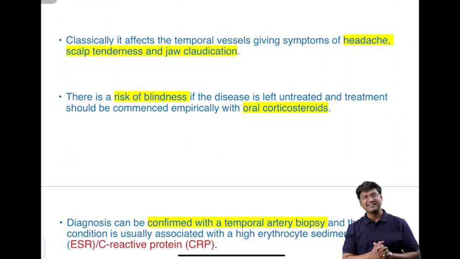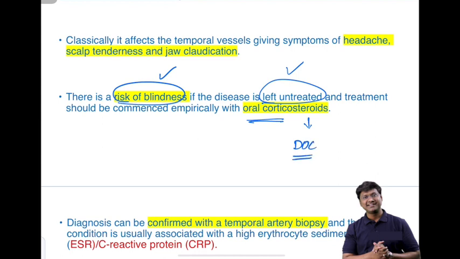Now, what is the other important vessel that is affected in patients with temporal arteritis? The other important vessel affected is the ophthalmic artery. Within this ophthalmic artery, we have what is called the posterior ciliary branch. When the posterior ciliary branch of the ophthalmic artery is inflamed, there is increased risk of blindness, if the disease is left untreated. So immediately once you diagnose temporal arteritis or large vessel vasculitis, you need to start corticosteroids. Corticosteroids are considered the drug of choice.